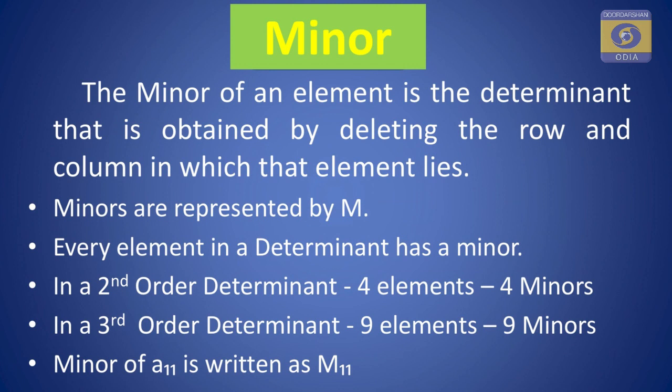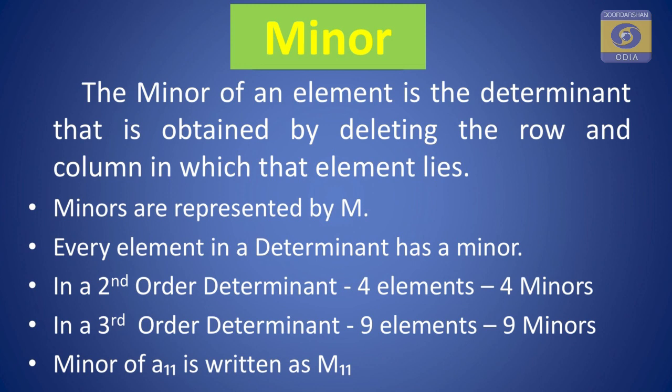Now, what do you mean by a minor? Remember, in any determinant, however the number of elements be, the number of elements must be equal to the number of minors. So, what is a minor? The minor of an element is basically the determinant that we get by deleting the row and the column in which the element exists, right. If there are 4 elements, then there are 4 minors. If there are 9 elements, there are 9 minors, right. So, minor is basically the determinant. We have to delete the row and the column in which the element exists, right.